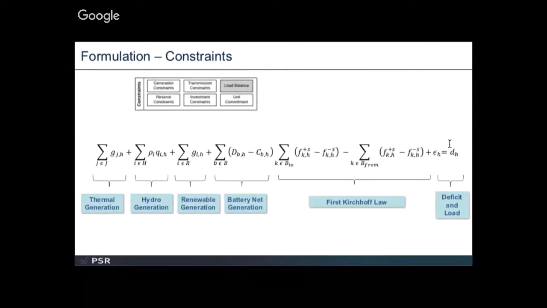And I have a load balance constraint that has everything I just said: thermal generation, hydro generation, renewable generation, battery net generation, because batteries can discharge, increasing the total generation, and can charge, decreasing the generation, taking some generation from renewables, from hydros, or from thermal plants. And we also have the first Kirchhoff law. We also have here in the right-hand side the deficit and load variables that are cropped by the slide, but never mind.